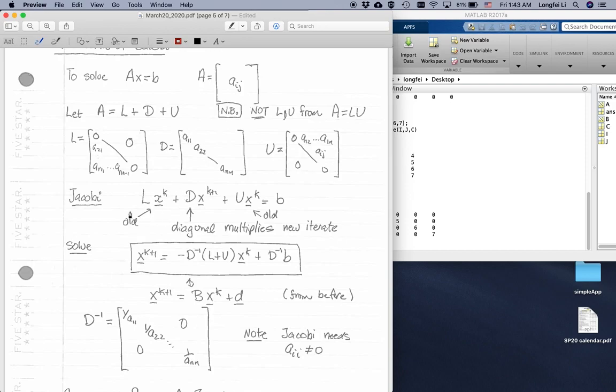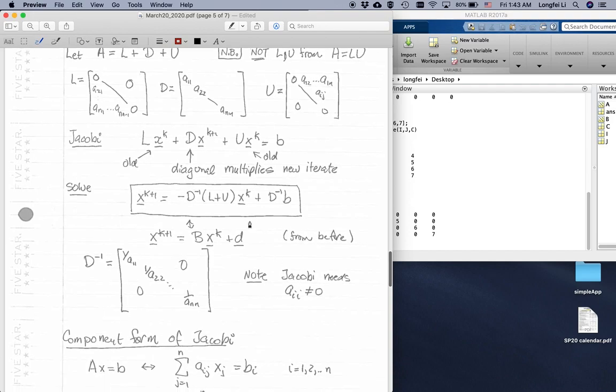Ax equals b in terms of this iterative method, and we reorganize terms by solving this. We get my new vector x_{k+1} equals negative D inverse (L plus U) x_k plus D inverse b. Okay, and if we call the whole thing a matrix B, this becomes x_{k+1} equals Bx_k plus d. Okay, so this is the same form as before.